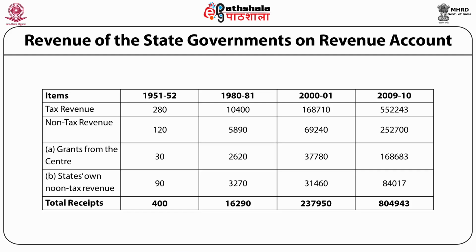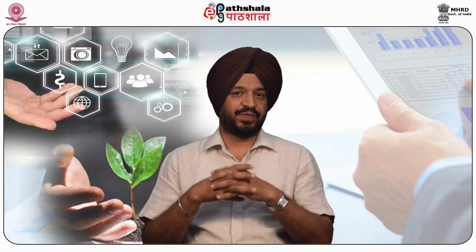And the grants from the center to the states increased from just 30 crores in 1951-52 to the tune of 1,68,683 crores in 2009-2010. Overall total receipts, we can see, in 1951-52 was just 400 crores, which rose to 8,04,943 crores in 2009-2010.